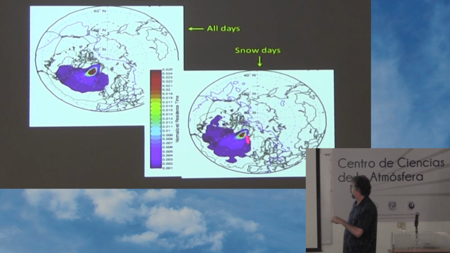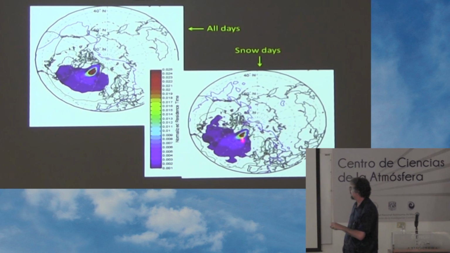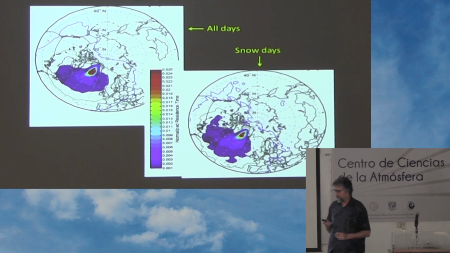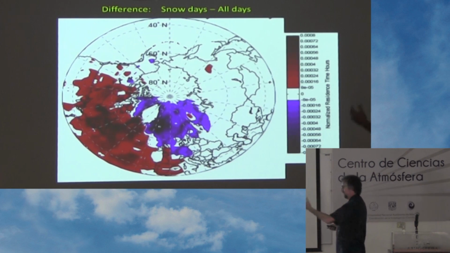This is the same, but only on the days that it snowed. Okay? So because we're interested for this project in determining the source regions for the contaminants in the snow. Okay, so the two patterns are very similar, but not exactly. It's a little bit difficult to analyze. So we created a difference field. So the one on the left minus the one on the right, right? So for every square in the grid, we take the residence time corresponding to snow days, and we subtract residence time corresponding to all the days.